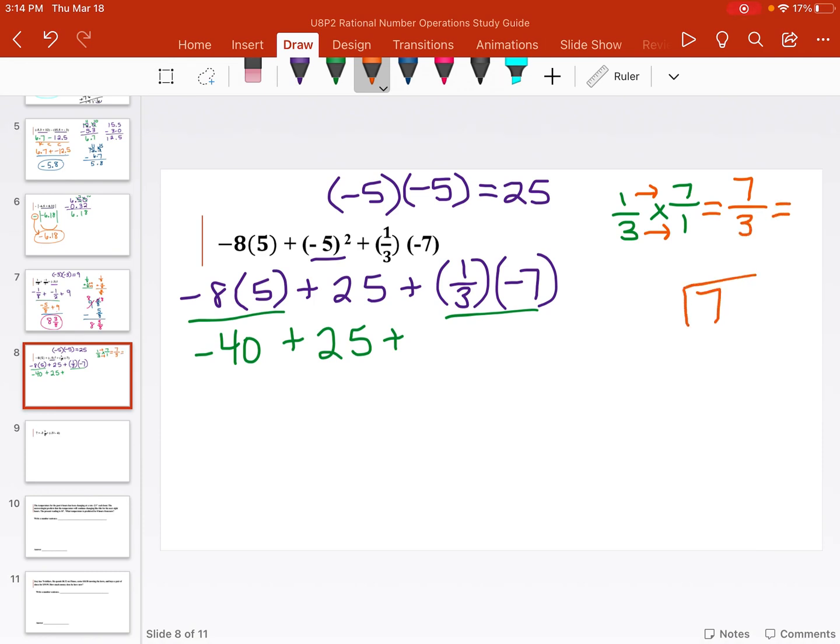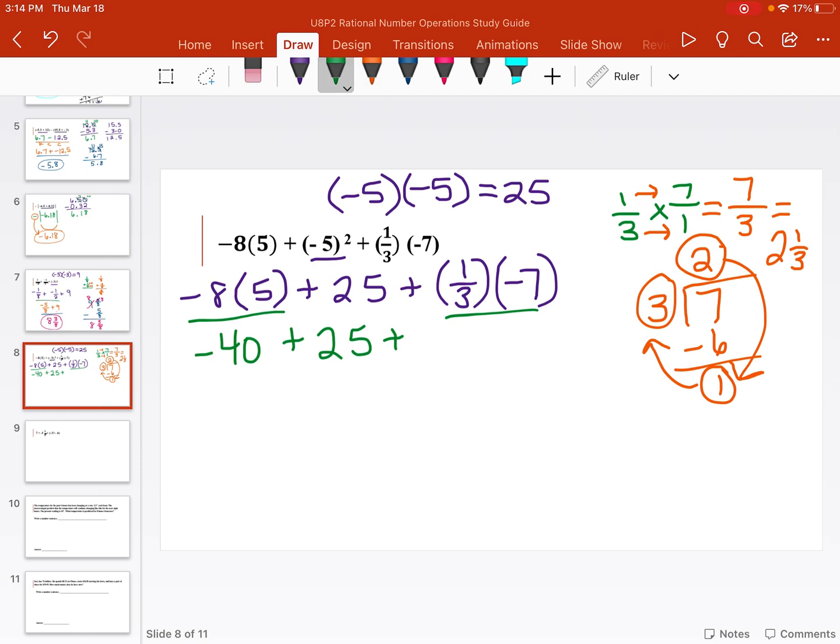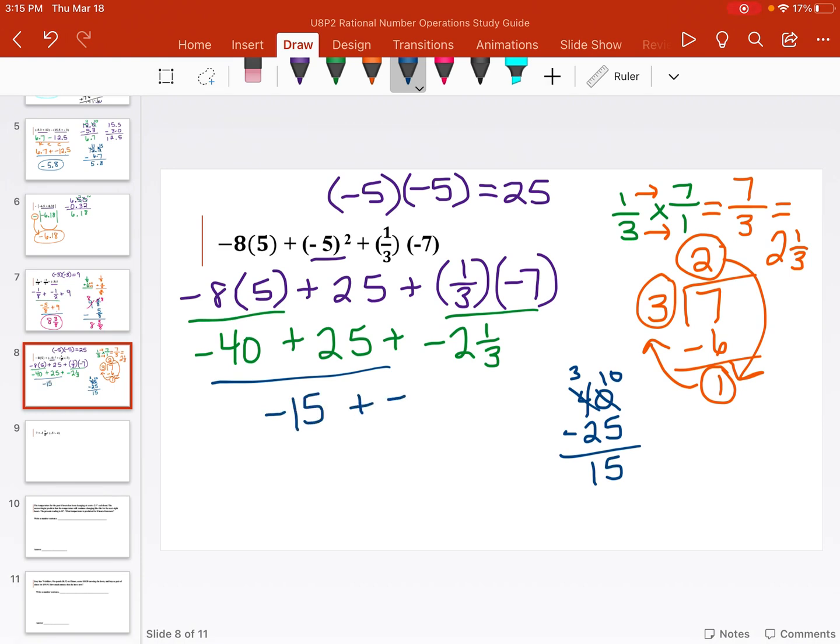Remember, you can do top dog in the house. So 7 divided by 3, that comes out 2 times, with 1 left over. So 2 and 1/3. 2 and 1/3 is what 7/3 is equal to. And it was a positive and negative, so negative 2 and 1/3. Okay, now it's all addition. Again, left to right. So I'm going to start here. Negative 40 plus 25, different sign subtract. So 40 minus 25, which will give me 15. Negative 15 because the 40 was larger, plus negative 2 and 1/3.